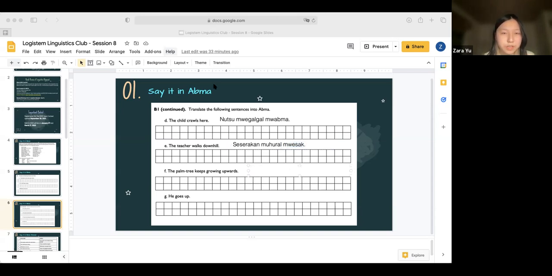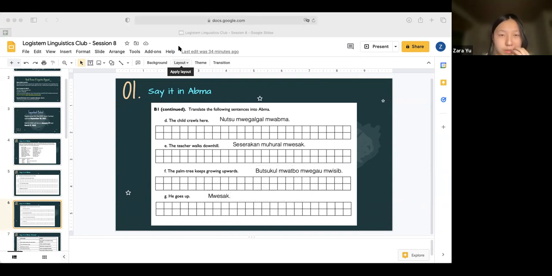Then the palm tree, I think they give this one to you. Yeah, so they give you palm tree. And again, you're just gonna write it as it is. And then it keeps, we have it again. And then growing is this. And then upwards is this, because we got that from before. Then for he goes up, you're basically just saying going up, which is like that.